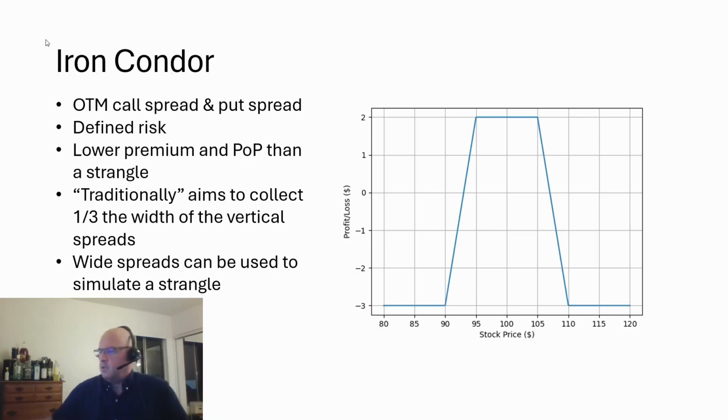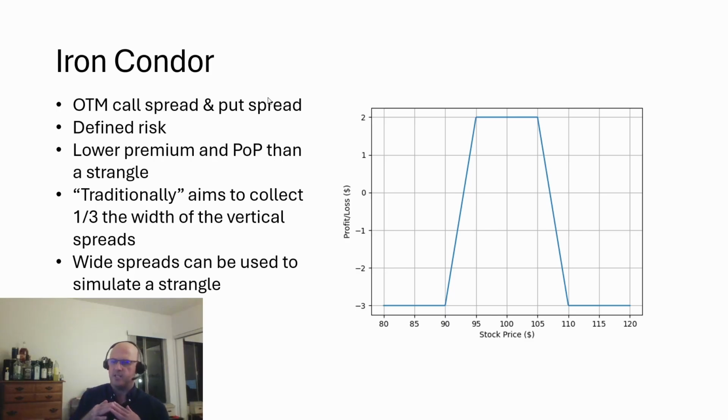So lastly, let's talk about the iron condor. Well, the iron condor is almost like the defined risk variation of the strangle. And you can see that here from this plot. It looks almost like a strangle risk graph, except our maximum losses are capped. So it's the simultaneous sale of an out-of-the-money call spread and out-of-the-money put spread.